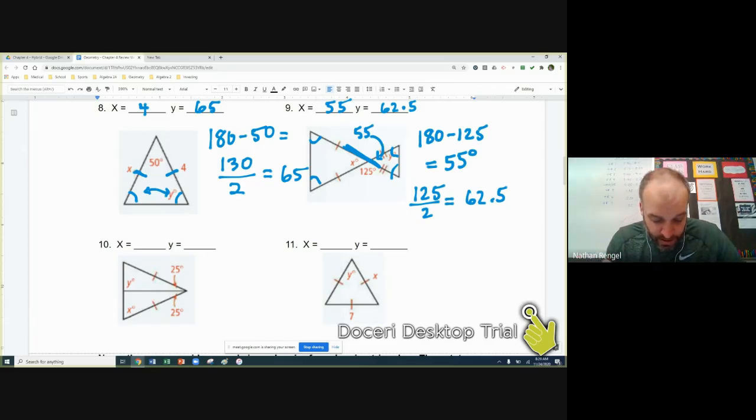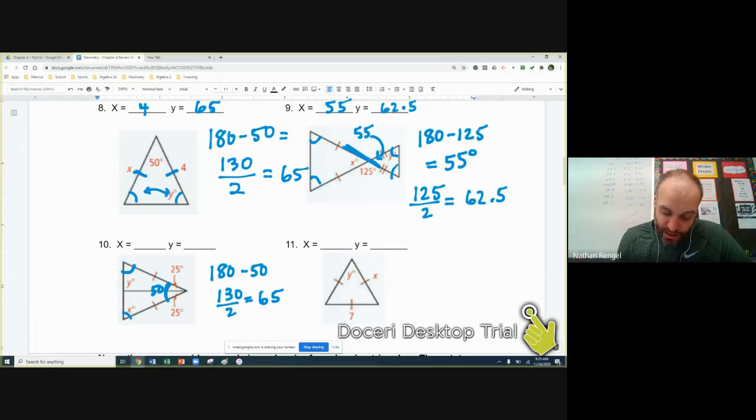Heading down to example 10. So we've got a 25 and 25. So I could look at this then. This whole thing is going to be 50 degrees. And we've got an isosceles triangle. So this angle here and that angle there are both going to be congruent. So I'm going to take 180 minus 50. That leaves me with 130. Divide that 130 by 2. That would leave me with 65. So x would equal 65 degrees.